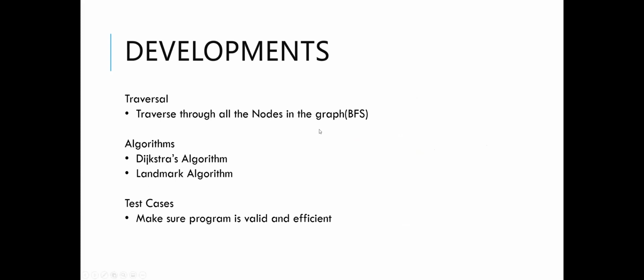After that, we coded Dijkstra's algorithm in order to find the shortest path between one airport and any other airport in our dataset. After that, we implemented a landmark path using Dijkstra's algorithm in order to find the shortest distance between start and destination airports going through a landmark. And then we implemented test cases to make sure our program is valid and efficient.